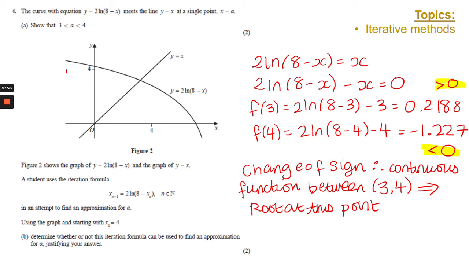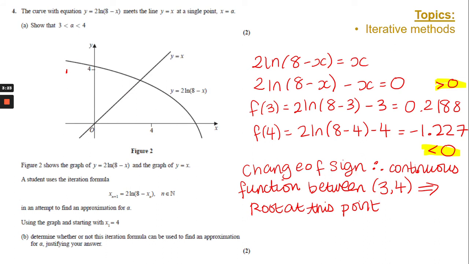So let's look at the second part of this question. Figure 2 shows the graph of y equals 2 ln(8 minus x) and the graph of y is equal to x. A student uses the iteration formula, which they've shown you in the little box over there, in an attempt to find an approximation for a. Using the graph and starting with x equals 4, determine whether or not this iteration formula can be used to find an approximation for a and justify your answer.